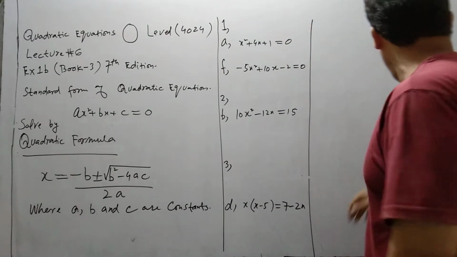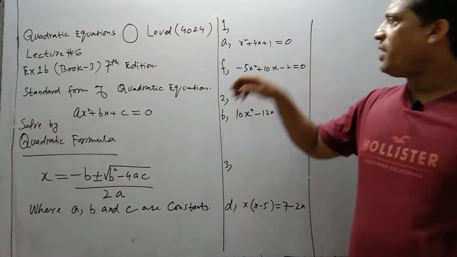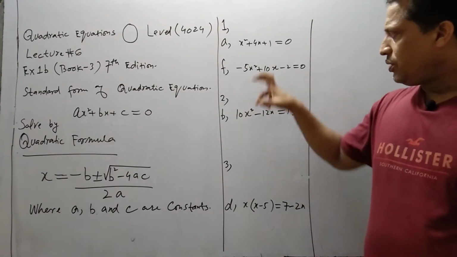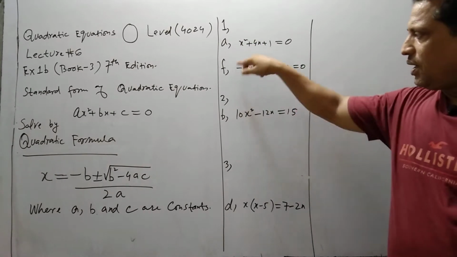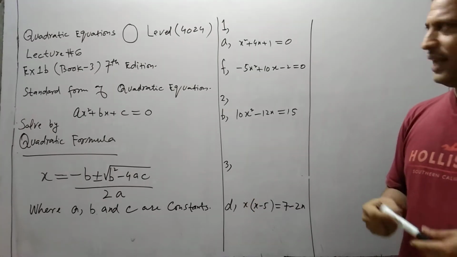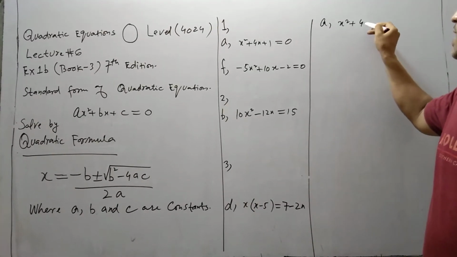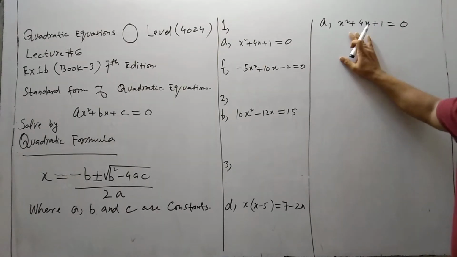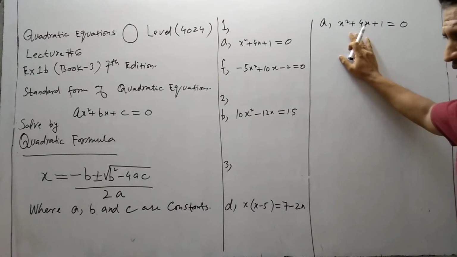Now start exercise 1b. There are 4 questions in 1b. I took 4 parts, 2 from question number 1, 1 from question number 2, and 1 from question number 3. Let's start part A. x square plus 4x plus 1 is equals to 0. This equation is already in the standard form of equation.